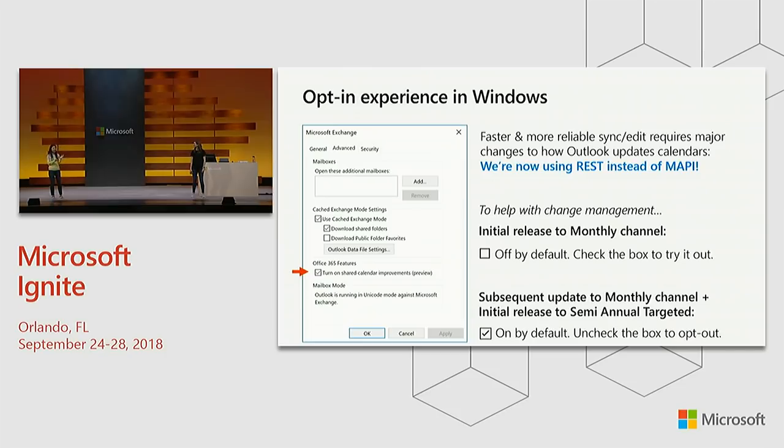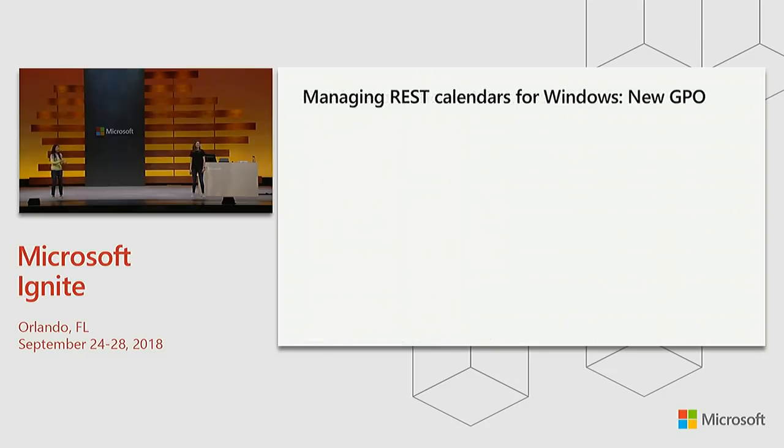So this is what we're doing in the actual options UI, but we know that many of you like to manage through group policy. So we're also going to be adding a new group policy for managing REST calendars in Windows. So I've talked a little bit about how we're using REST for these new model shared calendars, but our intention is not to stop there, but to use REST to update all of your O365 calendars. So we're actually designing the GPO with that kind of future in mind.